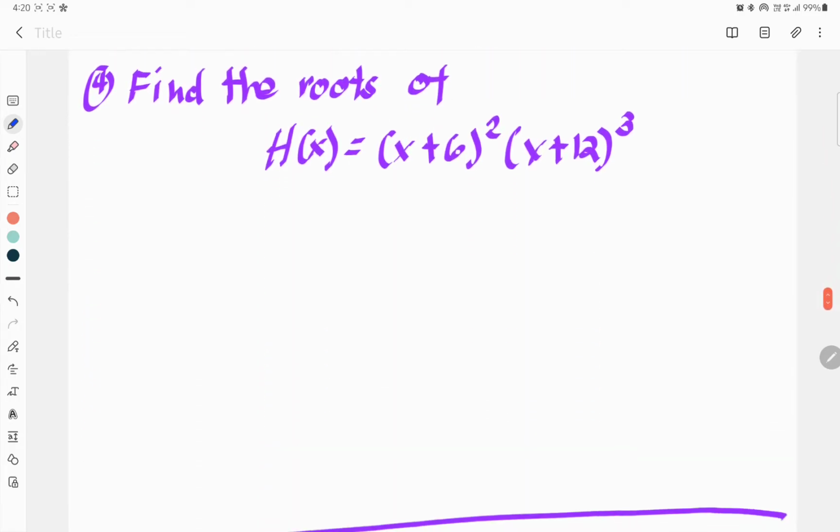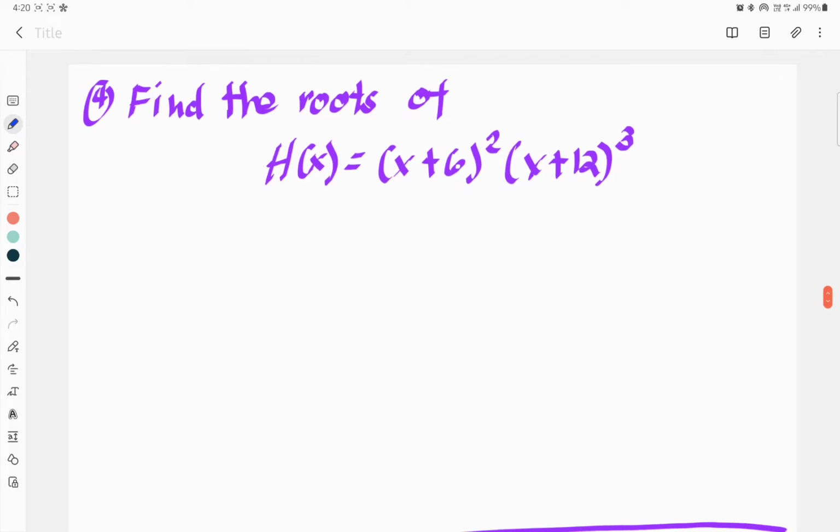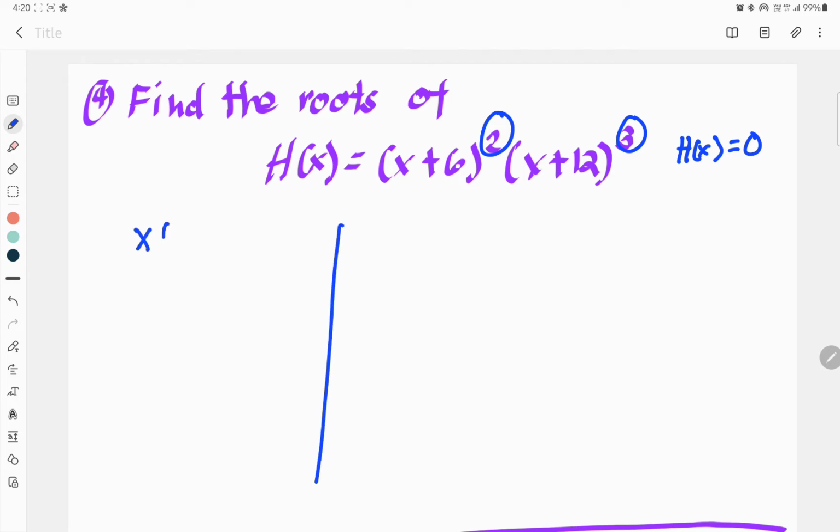Now, let's have another challenge here. There is some multiplicity. When you say multiplicity, there's an exponent on every factor. So it means that there are twice of x plus 6 and there are thrice of x plus 12. However, there's no difference when it comes to the method because we always remember that h of x would be equal to 0. So therefore, on the zero product property, we have now x plus 6 is equal to 0.